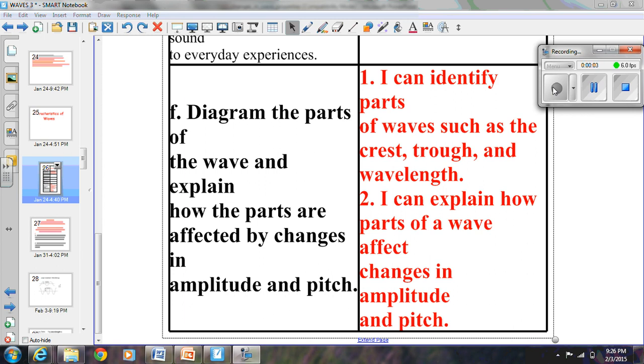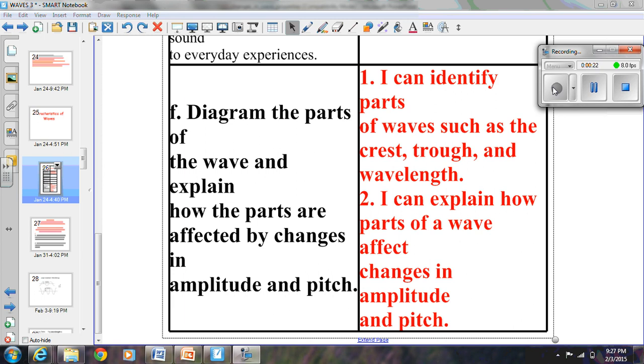Hello, class. We are now getting into our second lesson on waves. In the previous lesson, we focused a lot on the different types of waves as well as their parts. In this next lesson, we're going to continue to talk about parts of waves, but now we're going to look at how the parts are affected by changes in amplitude and pitch.